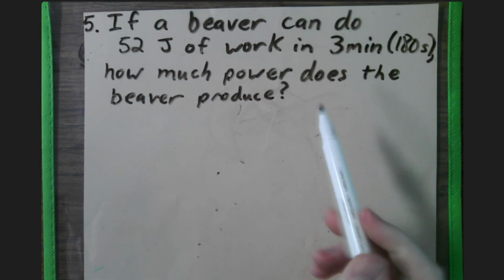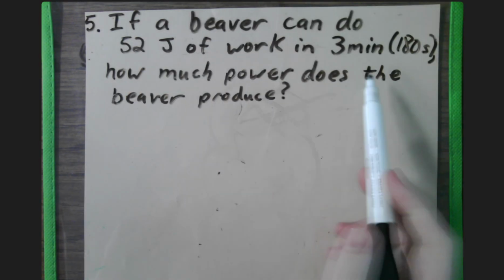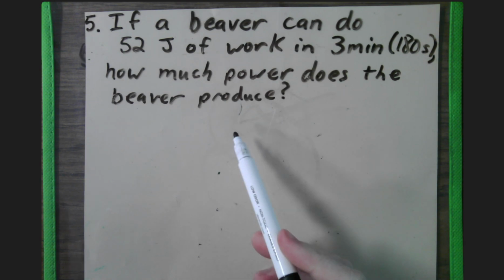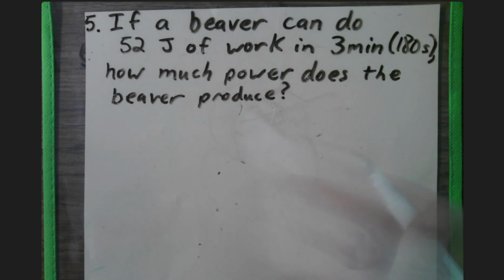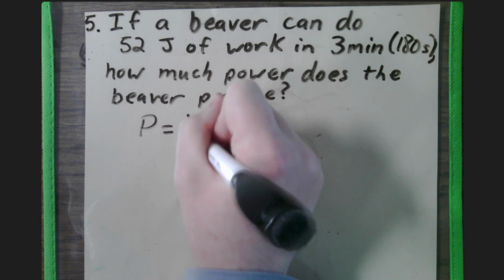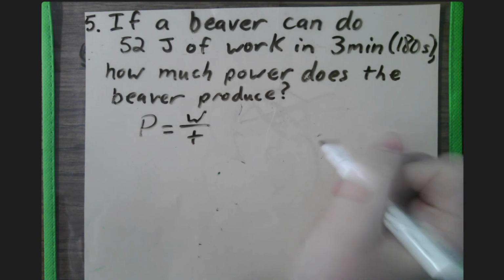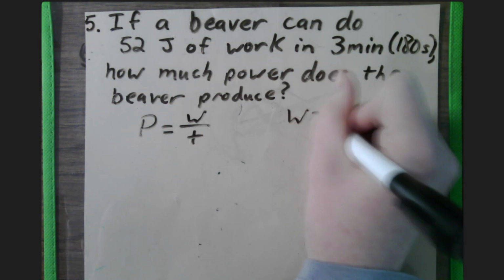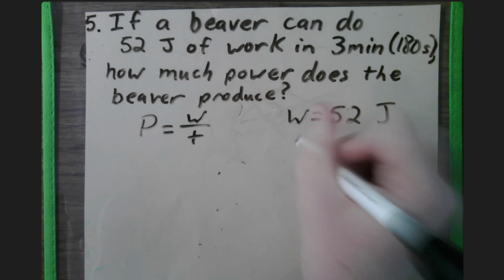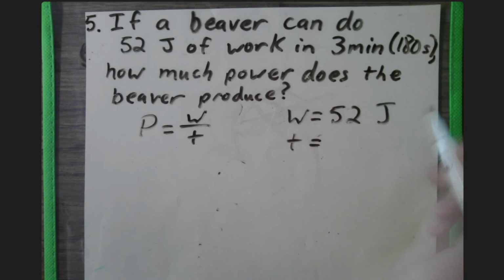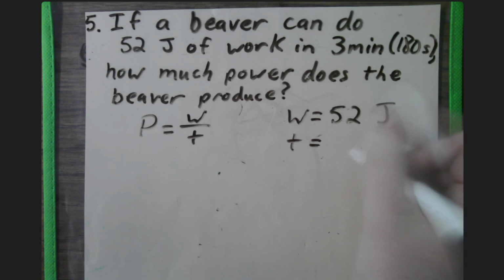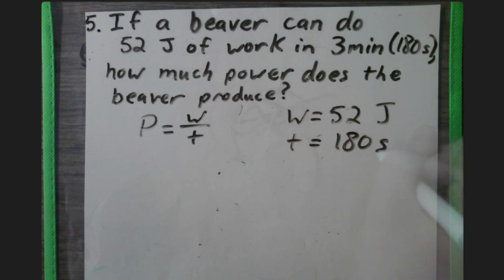If a beaver can do 52 joules of work in 3 minutes, or 180 seconds, how much power does the beaver produce? Well, let's start with our formula first. Power. To find power, you're going to do work divided by time. Let's see what we get. Our work is 52 joules. Our time, we're going to do in seconds because that's our units for power, joules divided by seconds. We're going to do 180 seconds.